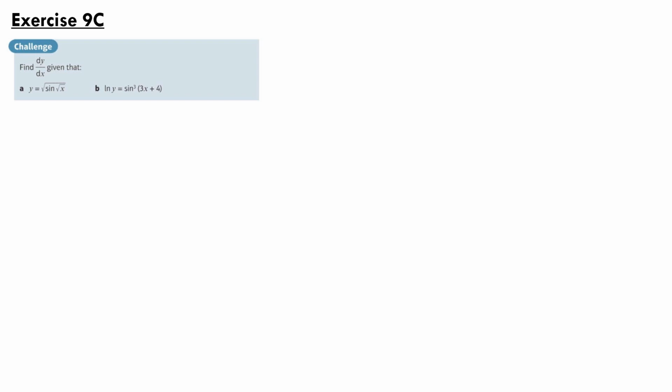And then for part B, we've got ln of y equals sine cubed of 3x plus 4. There are two different ways in which we could approach this question. One uses implicit differentiation, which is covered later on in this chapter. The other is to raise each of these sides as powers of e. So we would have e to the ln of y is equal to e to the power of sine cubed of 3x plus 4. Then on the left hand side, the e and ln cancel out, and we're just left with y equals e to the power of sine cubed of 3x plus 4.